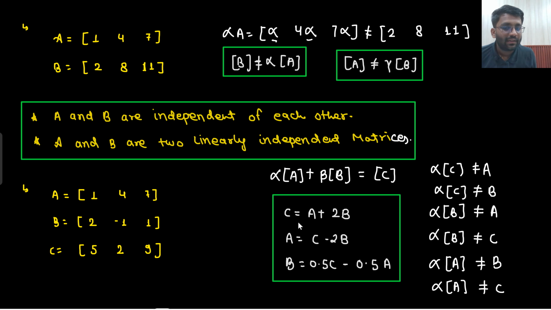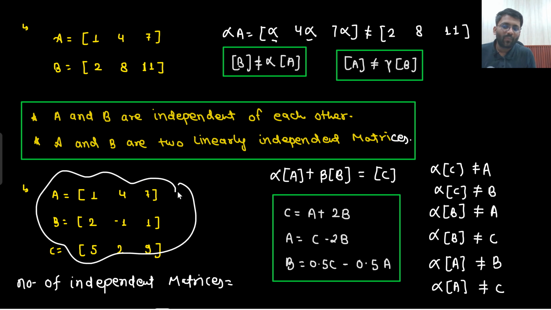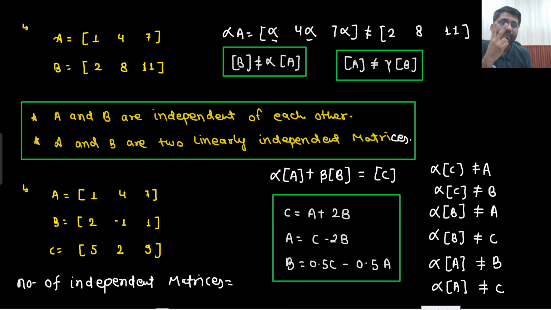That means C is linearly depending on A and B. A is linearly depending on C and B, and B is linearly depending on C and A. There is one word. What is that word? Independent matrix. Number of independent matrix. So in this scenario, how many number of independent matrices are there? The answer will be 2.